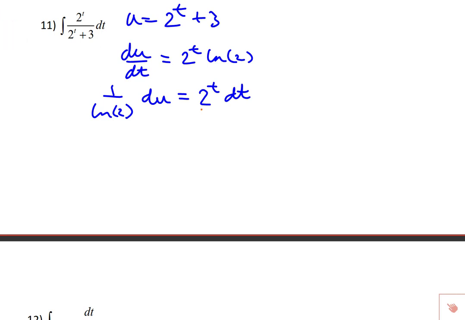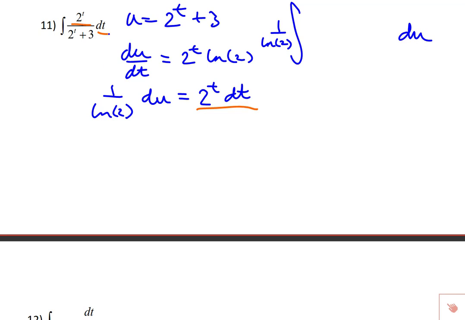The good news is that the 2 to the t dt will actually replace key parts of our original integrand, and the rest of it we can use simply as a constant or the u replacement. So let's rewrite this as the integral of, I'm going to put the 1 over natural log of 2, that's our constant, out front like we've been doing. And then afterward we're going to have the du, I'll just put that near the end.